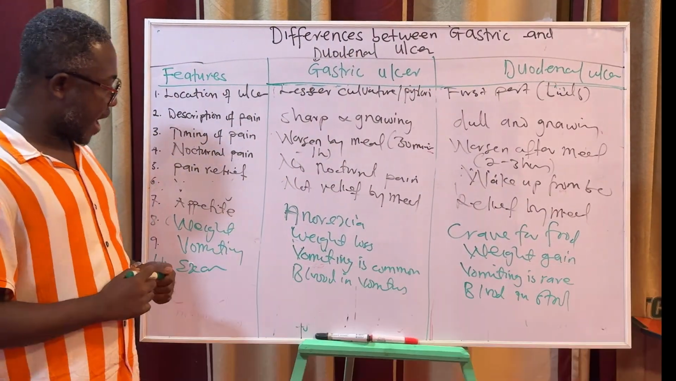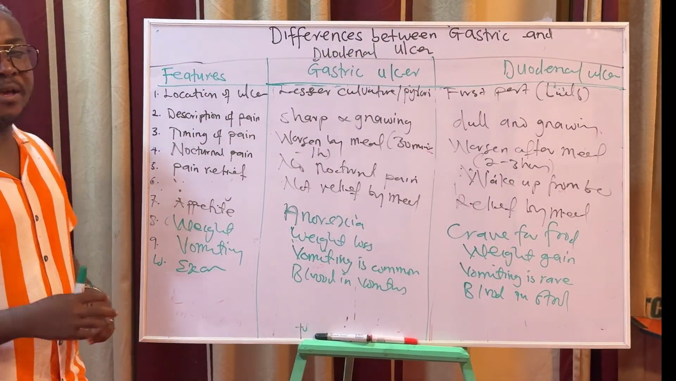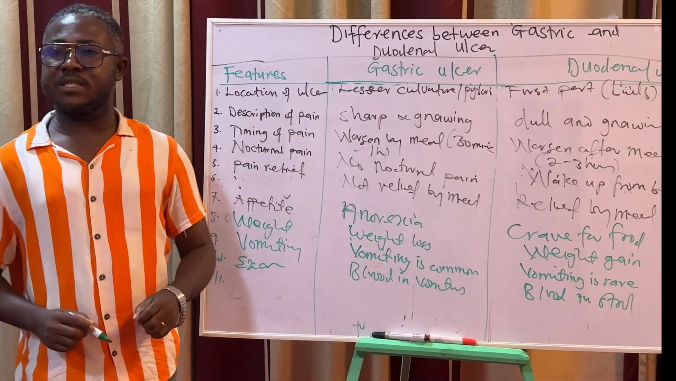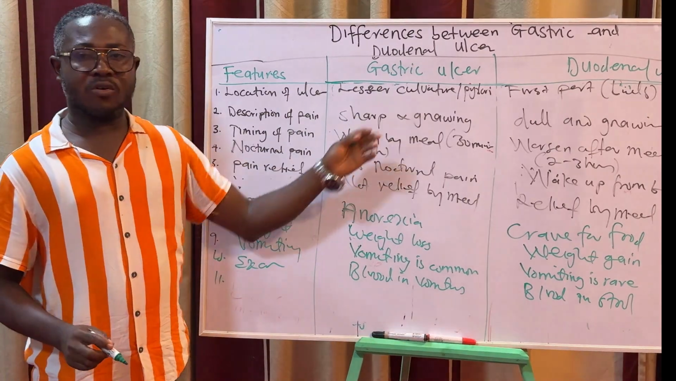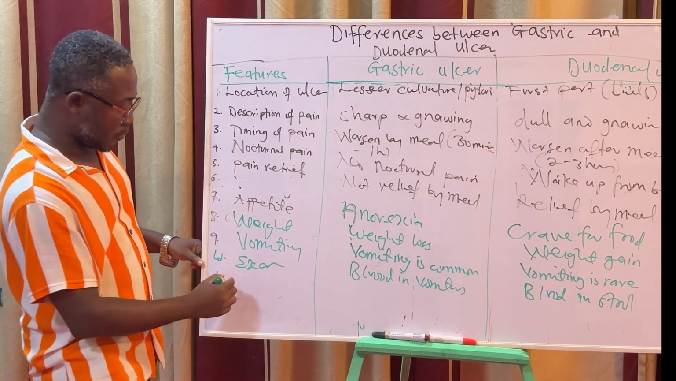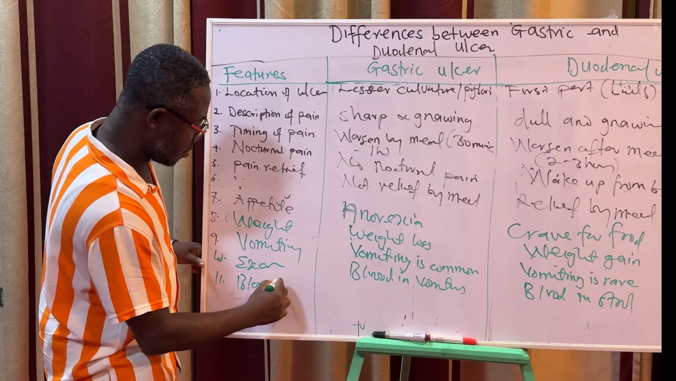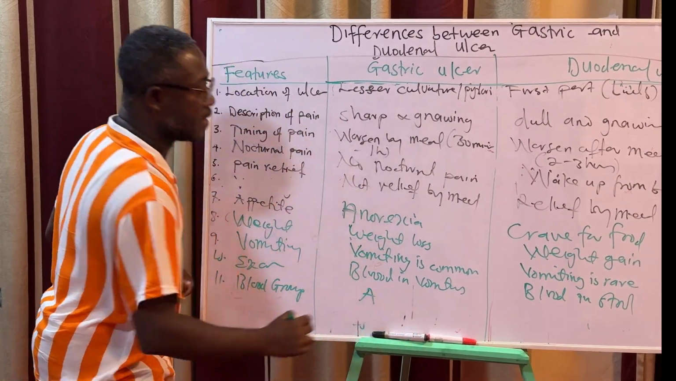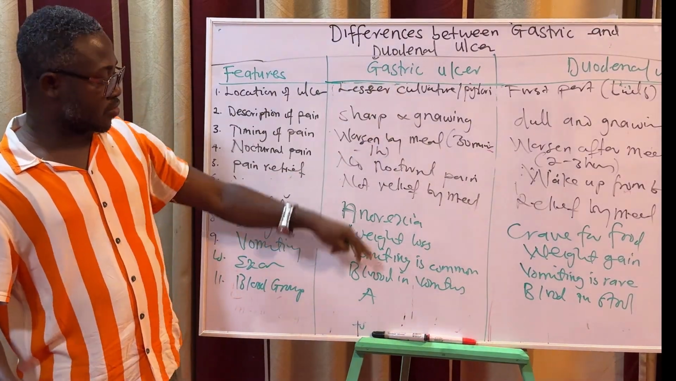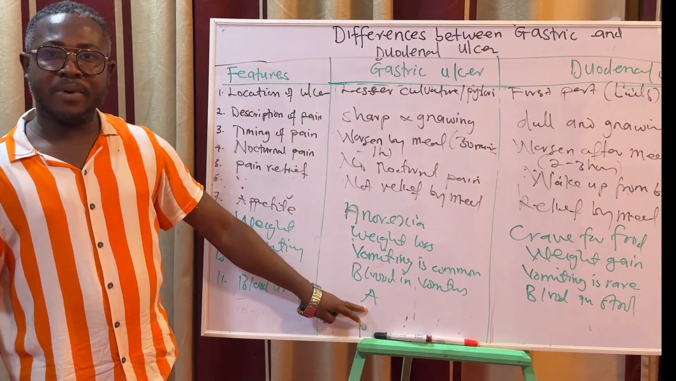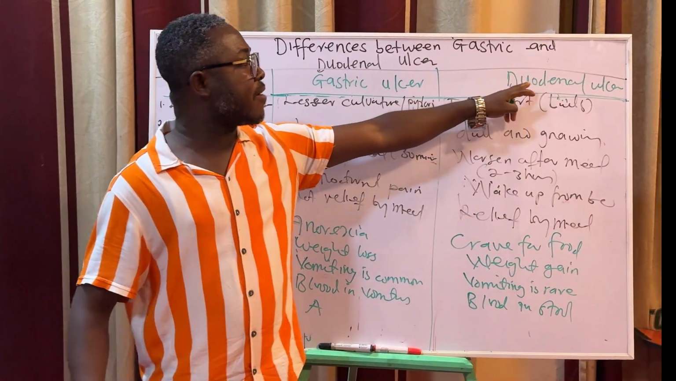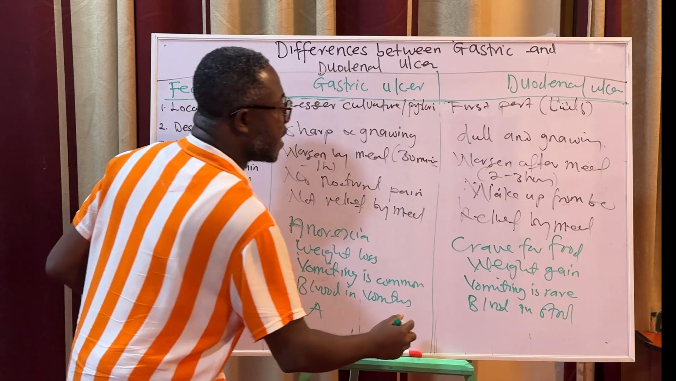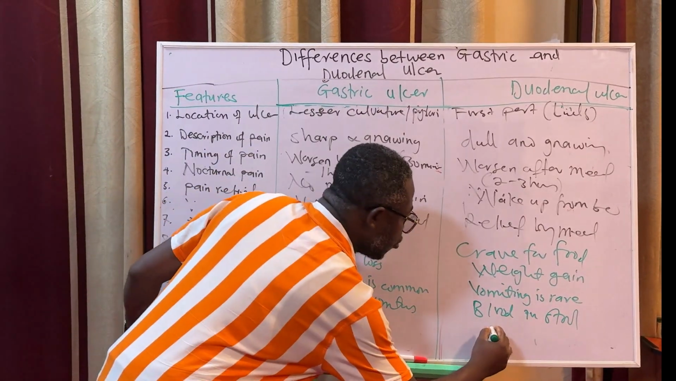Now, there is also another clinical feature in terms of their blood group. Research is saying that patients with gastric ulcer are mostly people with blood group A. So always when you remember, gastric is talking about blood group A. And then duodenal, we also have another letter, which is O. And so duodenal ulcer mainly affects people with blood group O.